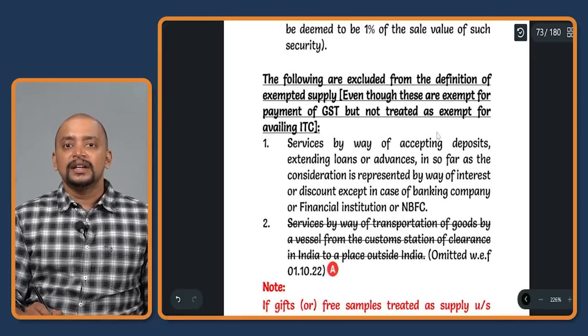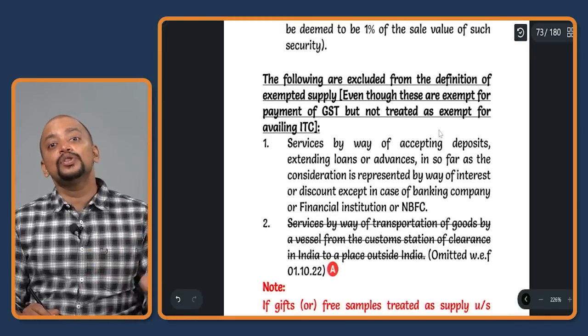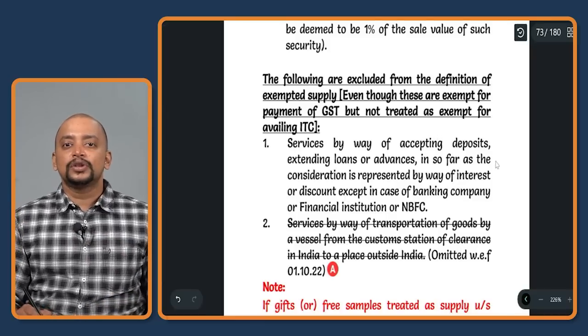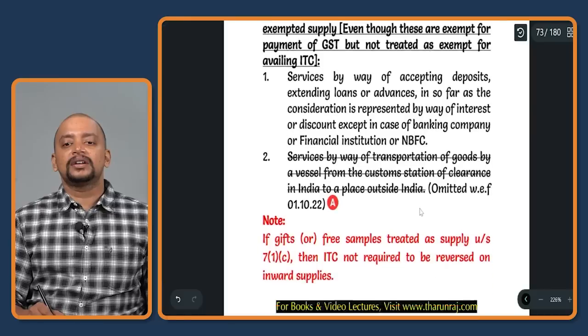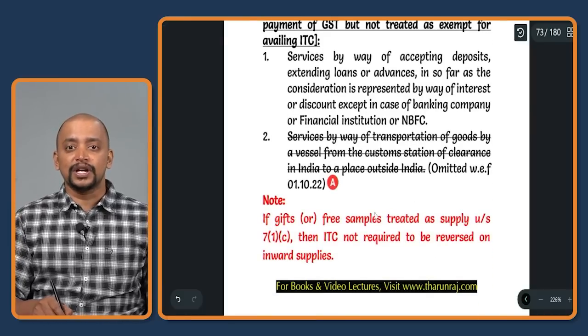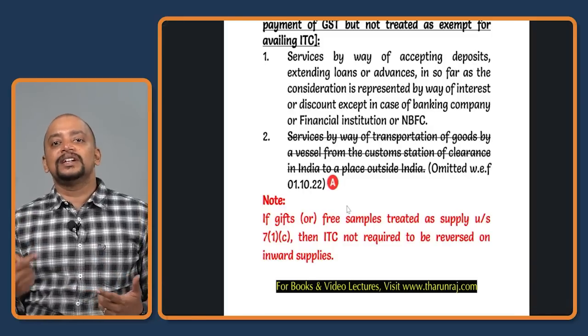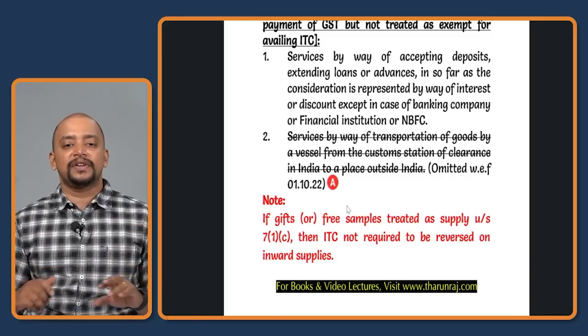The following are treated as taxable even though they are exempted. What are they? Loans, advances, deposits, and transportation of goods by vessel. This is exempted up to 39/2022, with effect from 1/10/2022 it is taxable. Consequently it will be treated as taxable for availment of ITC.